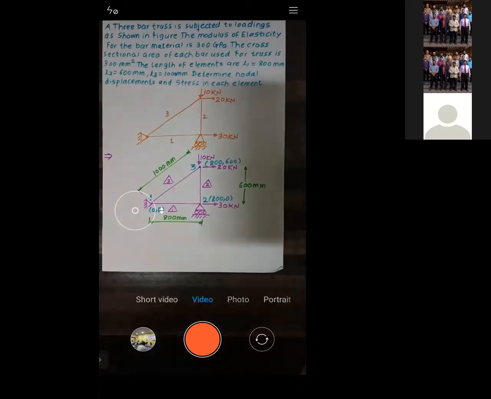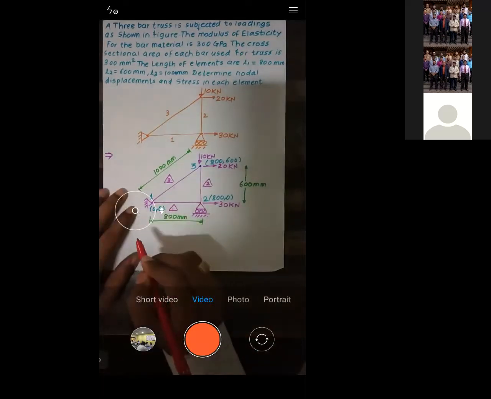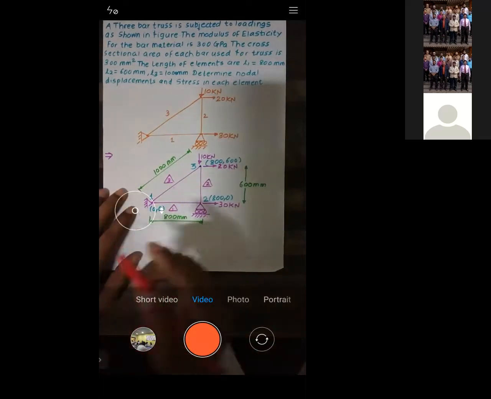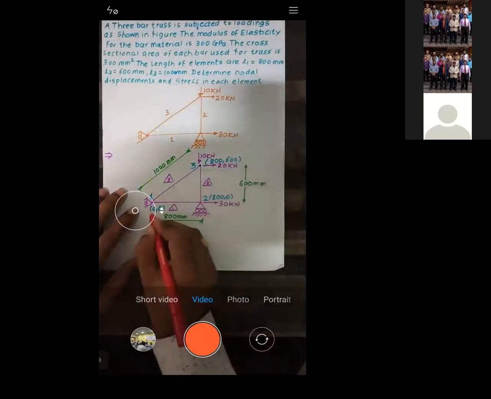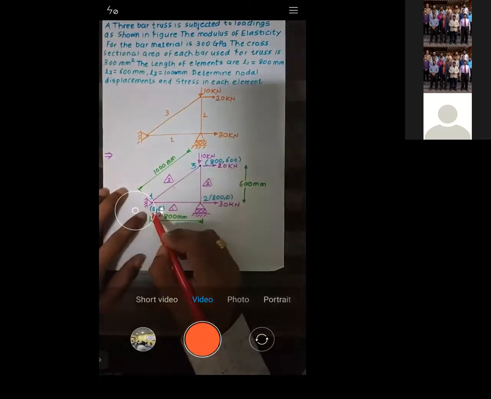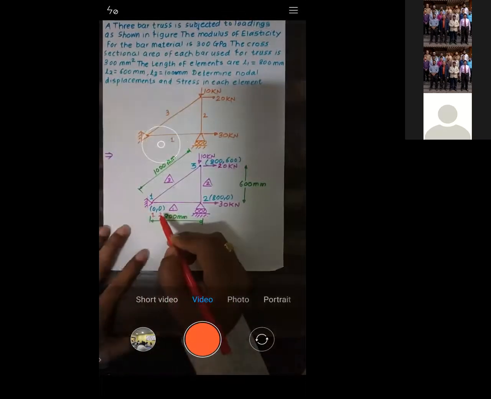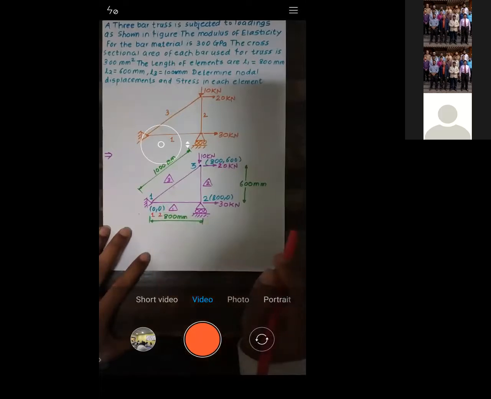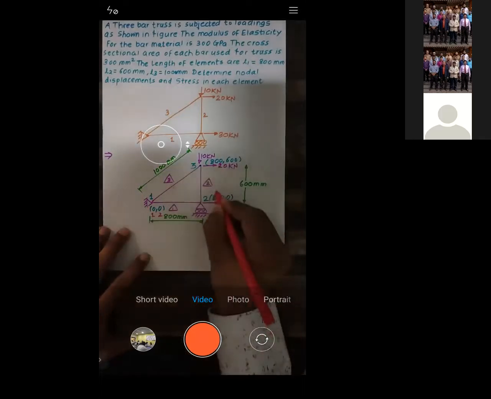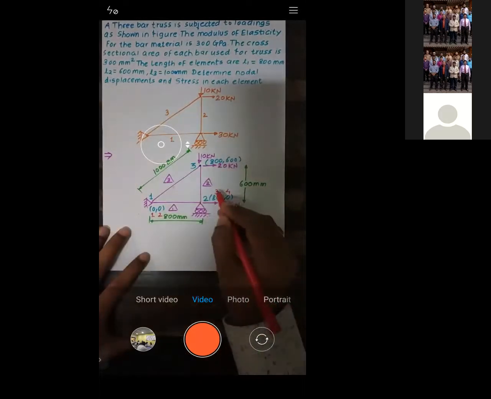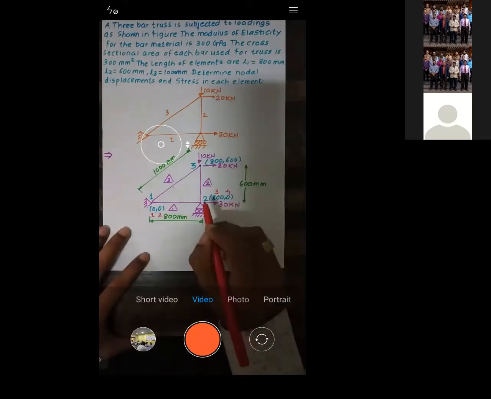Now see, as I told you, every node will move in x and y direction. This node will have 2 degrees of freedom. One is in x, second is in y. So I will indicate this as 1 and 2. Try to understand. What is 1? Node 1 can move in x. What is 2? Node 1 can move in y. Similarly, here I will assign 3, 4. What is the meaning of 3? Node 2 can move in x. What is the meaning of 4? Node 2 can move in y.